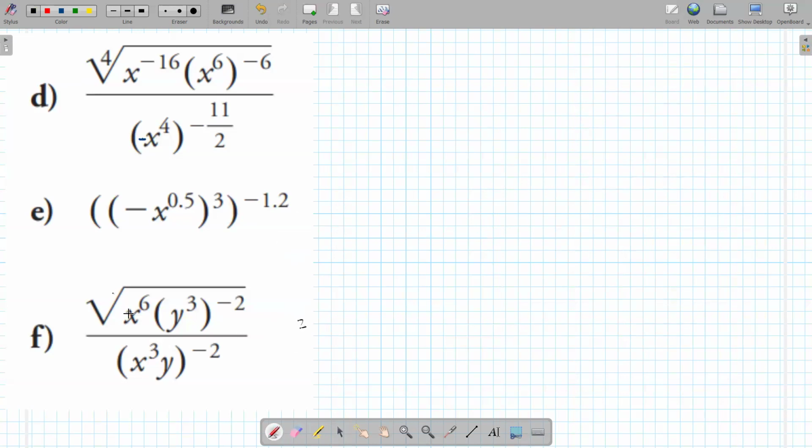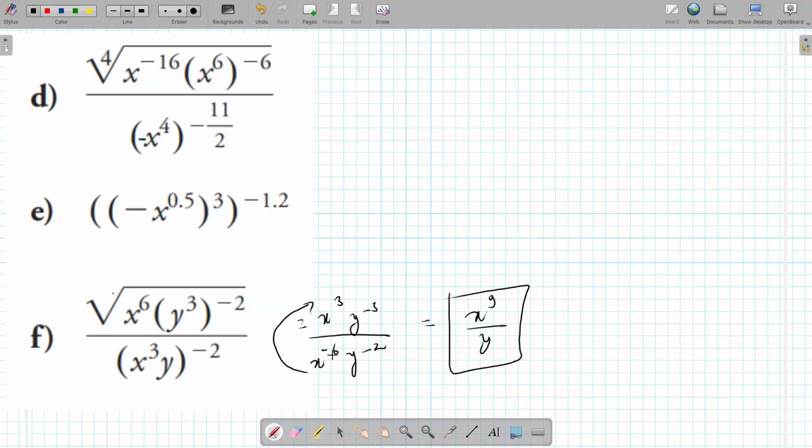Square root of x6 is x3. Square root of y to the negative 6 is y to the negative 3. When you open the denominator bracket, it becomes x negative 6, y negative 2. Then this becomes x9 over y. Move this up there, becomes 3 plus 6. Move this down here, becomes negative 2 plus 3. Power 1 here, power 9 up there. And you are done. Cool?